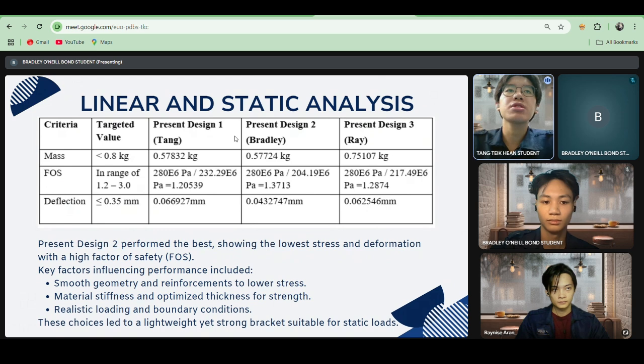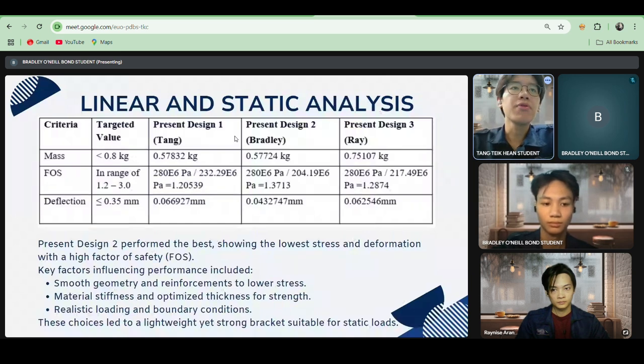The total deflection of design one is the highest, which is 0.066927 millimeters. Design two shows the lowest total deflection, which is 0.0432747 millimeters. And design three is 0.062546 millimeters.